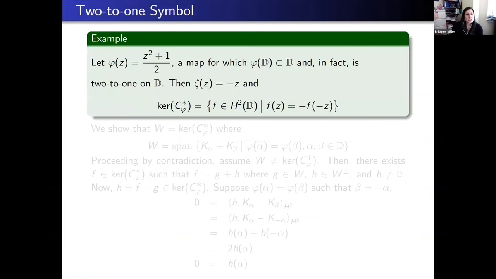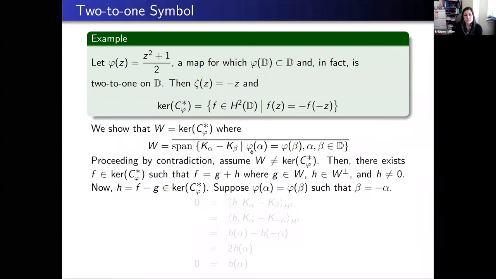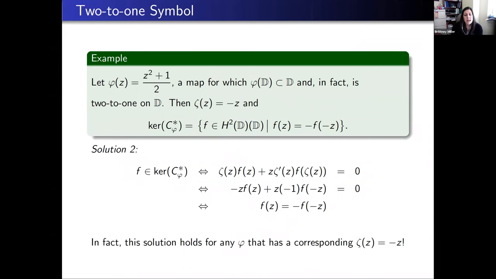So if we take a look here at our symbol (z squared plus one) over two, this is a 2-to-1 map. And if we find zeta from our formula, it's going to be negative z. And it turns out that the kernel of C phi star then is just the odd functions in the Hardy space. And in fact, any symbol that has this corresponding zeta being negative z will always have the kernel of C phi star being the odd functions in the Hardy space.